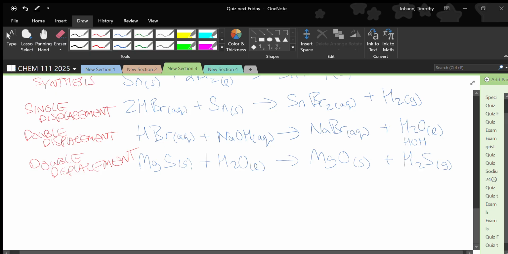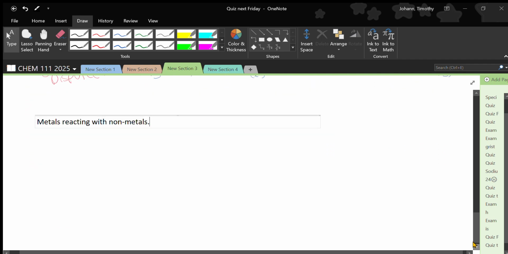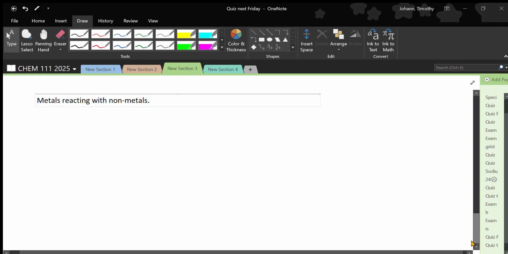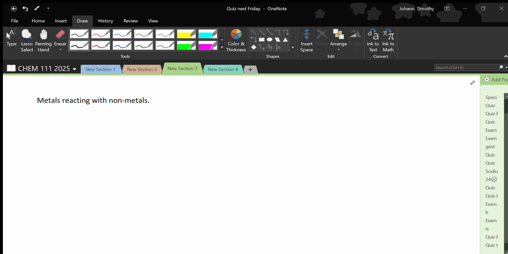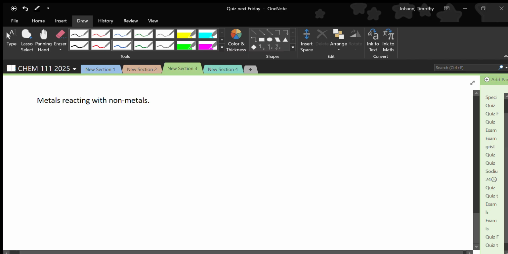So another type of reaction would be metals reacting with nonmetals. That's just how we're going to describe it. Okay, metals reacting with nonmetals. All right, so what we can think about is when you have metals reacting with nonmetals, we're going to make an ionic compound. The example I found in the problems in your book was strontium reacting with bromine.